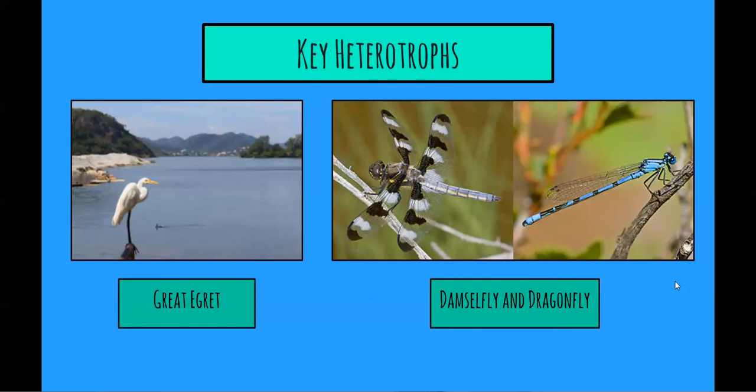Dragonflies are predators, and so are damselflies. But they also must be wary of other predators such as birds, lizards, frogs, spiders, fish, water bugs, and even other large dragonflies.